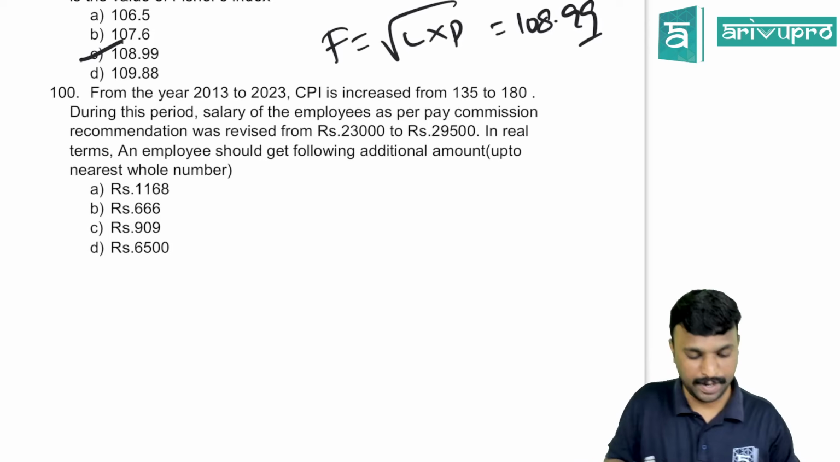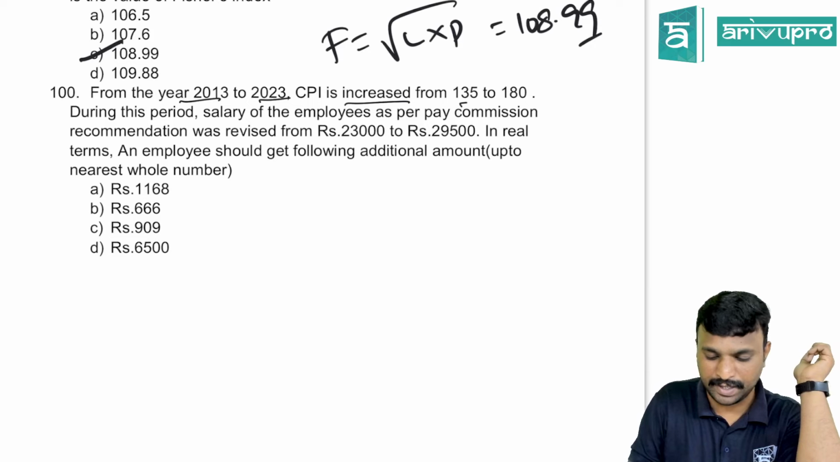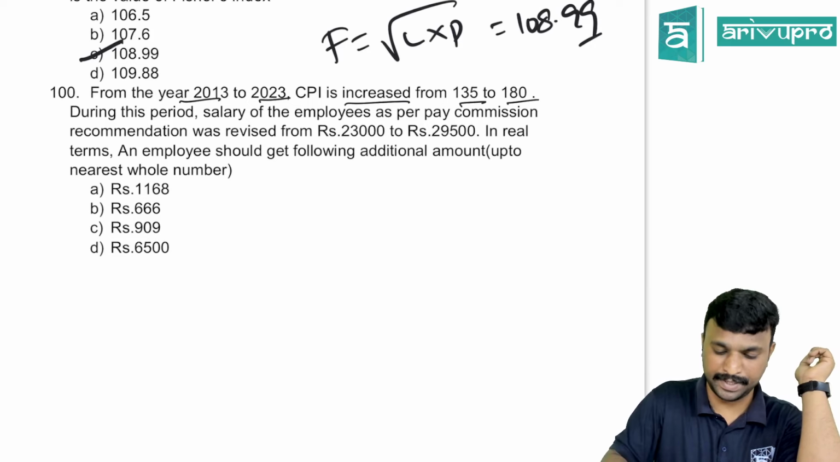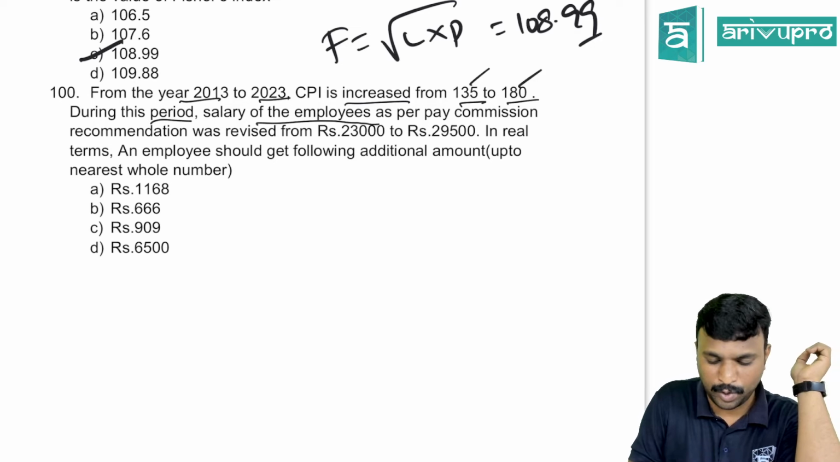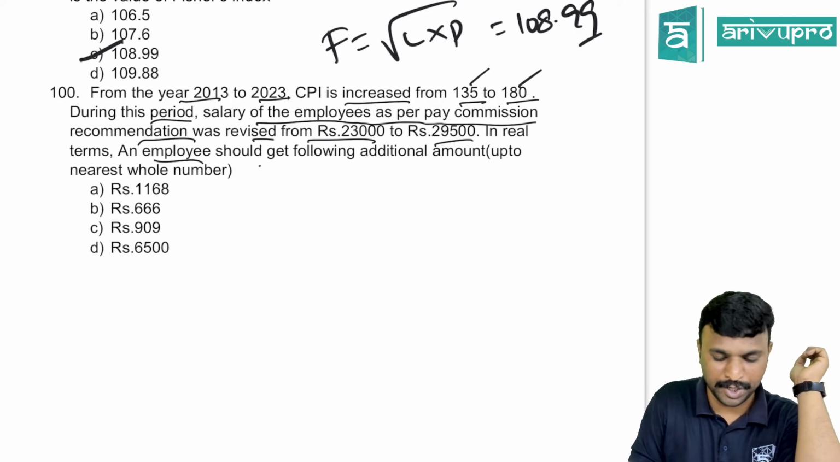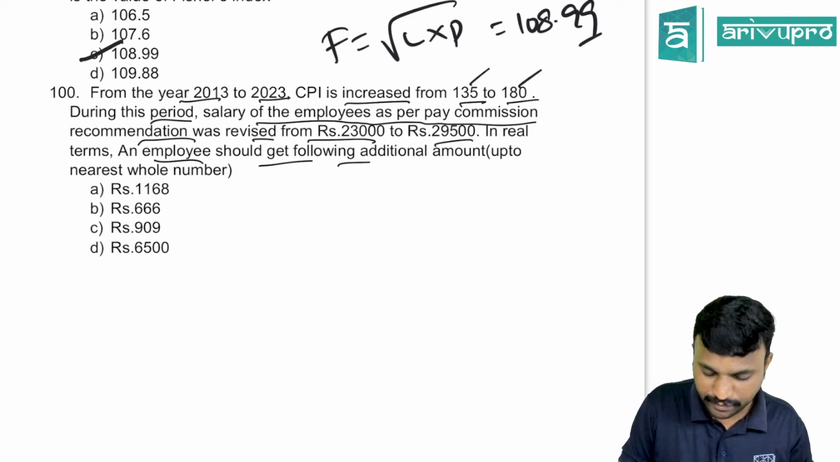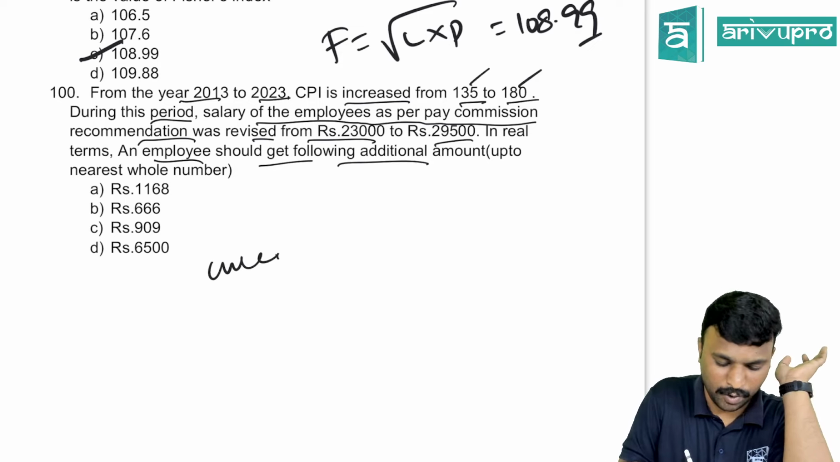Here's the last question. From the year 2013 to 2023, the CPI is increased from 135 to 180. The base year CPI is 135, current year CPI is 180. During this period, the salary of the employee as per the pay commission recommended was revised from 23,000 to 29,500. In real terms, an employee should get the following additional amount. So basically, find the current year salary, guys. You will know how much extra it should be given.